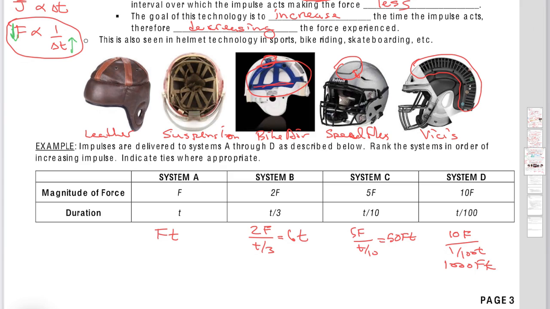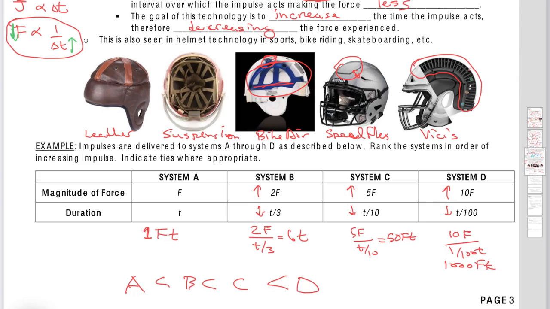And so you can see they're actually ranked in order. A is less than B, which is less than C, which is less than D, because this is 1 FT, and you can see this is 1, 6, 50, 1,000. And the main thing is, if you notice here, decrease time, increase force. So when you decrease the time, you increase the force. But in addition, if I'm increasing the force, I'm making that impulse much larger.